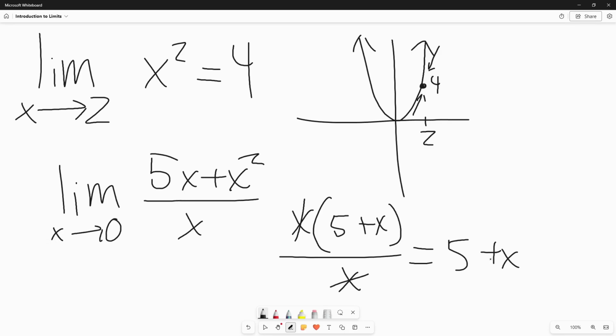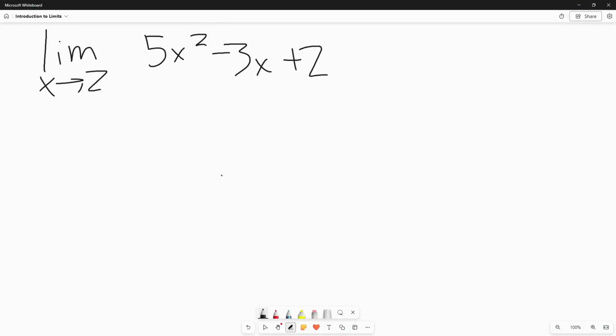So now we can plug in 0, and we get 5 plus 0, which is just 5. So the limit of 5x plus x squared over x as x approaches 0 is 5. And this is how you can manipulate the function in one way to be able to substitute what x approaches into the function.